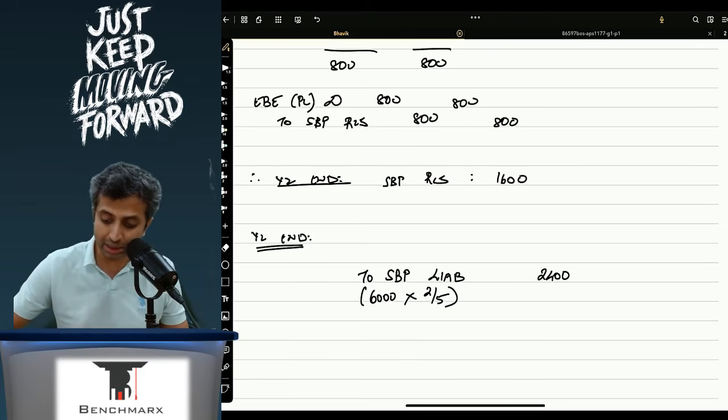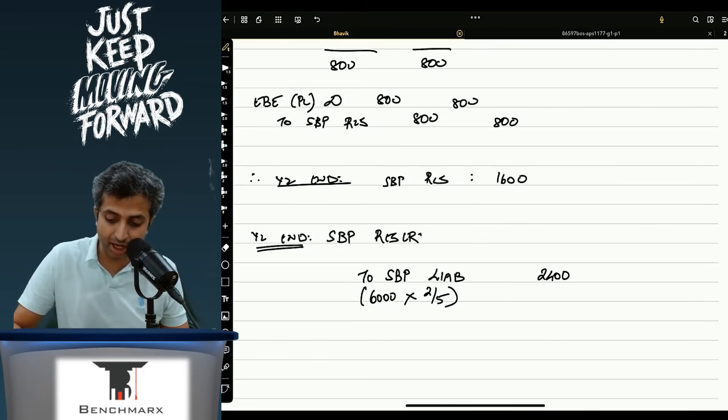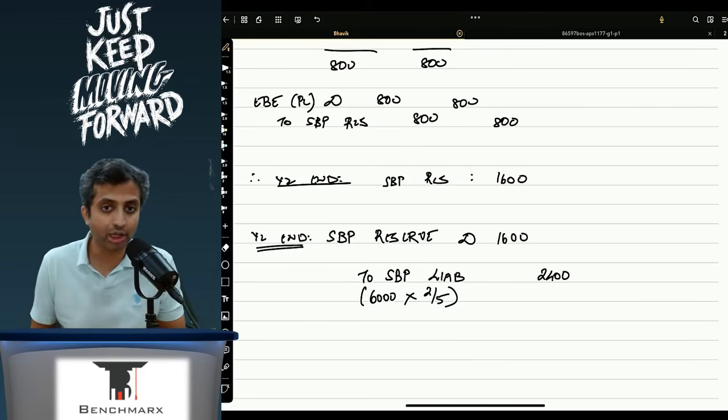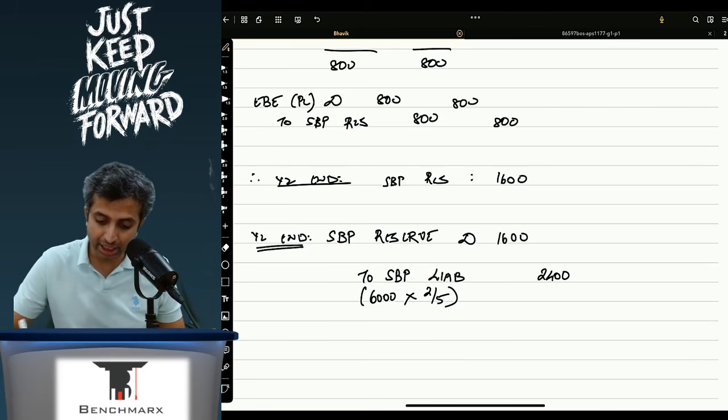Now what the institute has done is it has created 2,200. In my opinion, there is an error over here. There is an SBP reserve which you can debit. Sir, by how much can I debit the SBP reserve? Well, I will debit the SBP reserve by 1,600 because my ledger has 1,600 only. And the remaining 800 I will adjust against reserves.